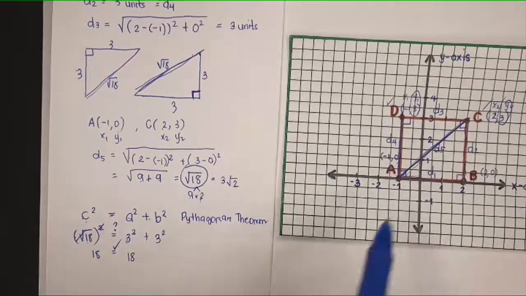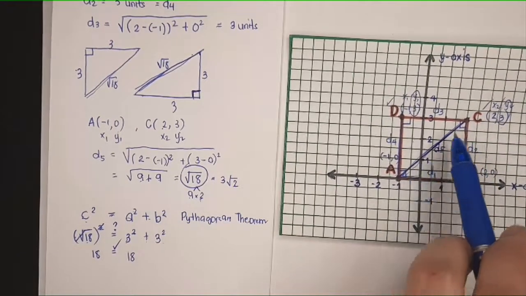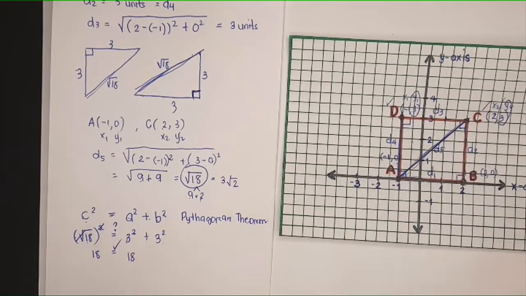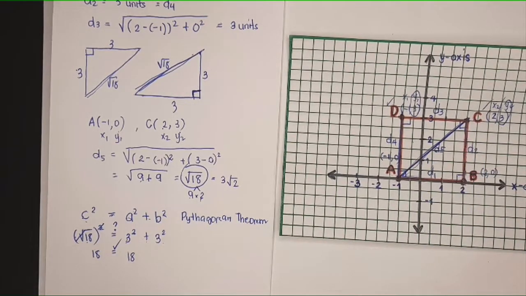Ganun din ang gagawin nyo dun sa dalawang angles pa na natitira. Itong dalawang to, oh. You draw another diagonal. Ganito.